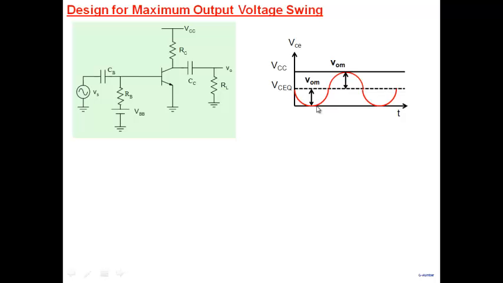The sinusoid is distorted. As I said, we took a very simplistic picture of a perfect sinusoid. Based on that, we said, if we bias it in the middle, we'll get the maximum possible swing. For this analysis, I'm neglecting VCsat, assuming it to be small. So we said that VCEQ is approximately equal to VCC by 2 in the middle. Then we'll get a swing equal to VCC by 2 here and VCC by 2 here. But we know that this is not the real picture. My sinusoid is distorted.